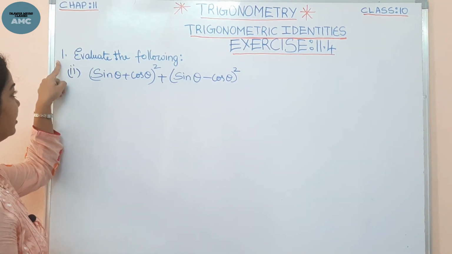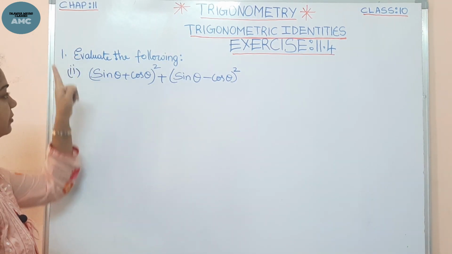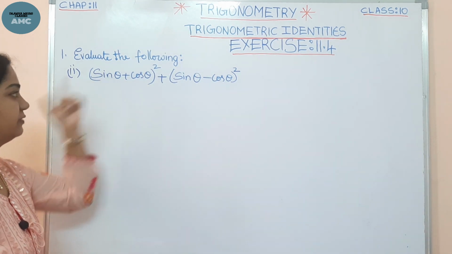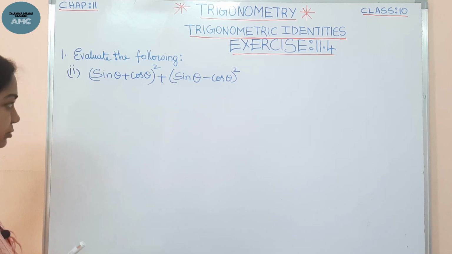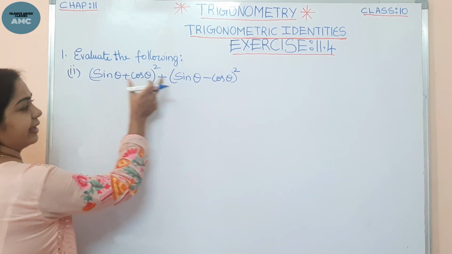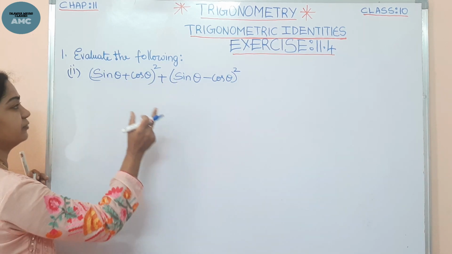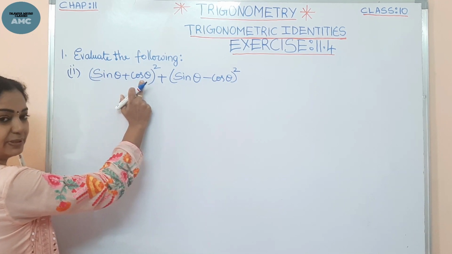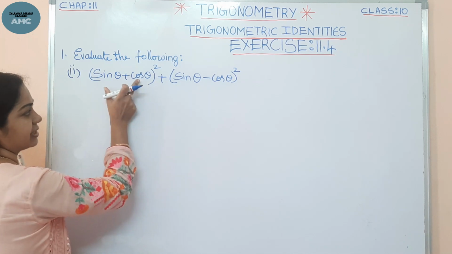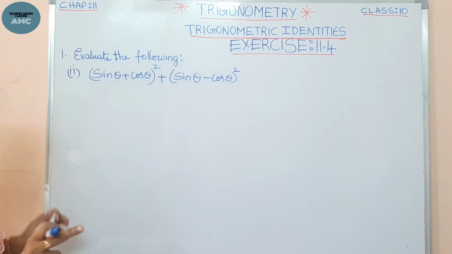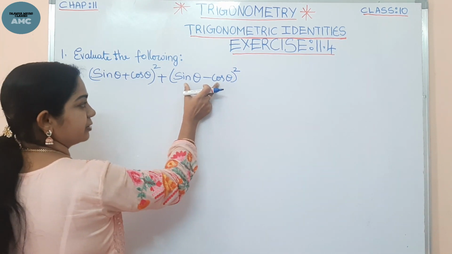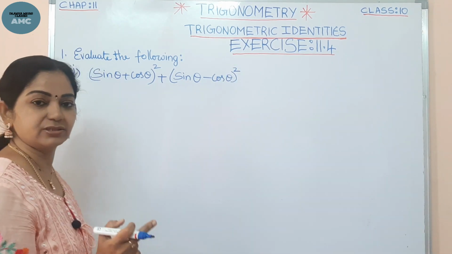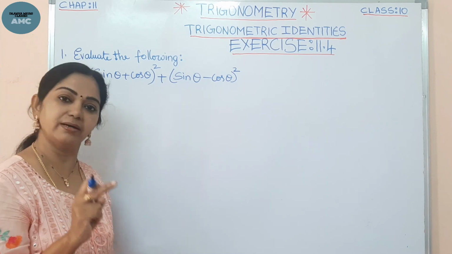Now the second bit in the same question: (sine plus cos) whole square plus (sine minus cos) whole square. Evaluate the following. So what we will do, see here, we will expand these two using the algebraic identities. Suppose this is A, this is B. A plus B whole square, I'll expand as A square plus B square plus 2AB. Similarly here, A minus B whole square is A square plus B square minus 2AB.